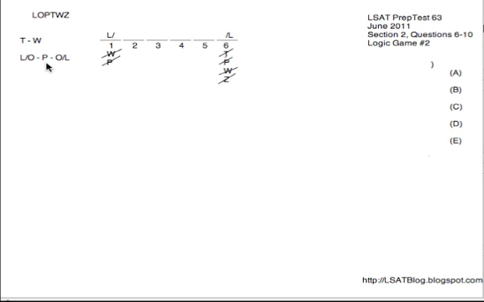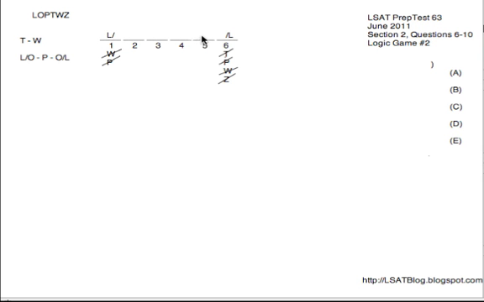Then finally, they tell us that P is either after O or L, but not both. This means that P must be in between them, so we have either L or O before P, and then either O or L after P. So because P is in the middle of O and L, P cannot be first, and P also cannot be last. Now, if none of T, P, W, or Z can be on 6, that means that only O or L could ever be on 6 because there are 6 people.